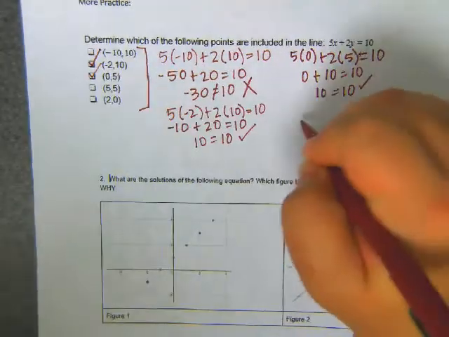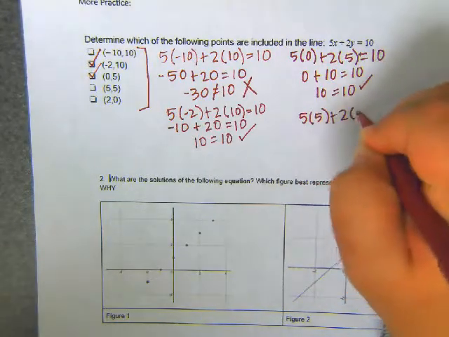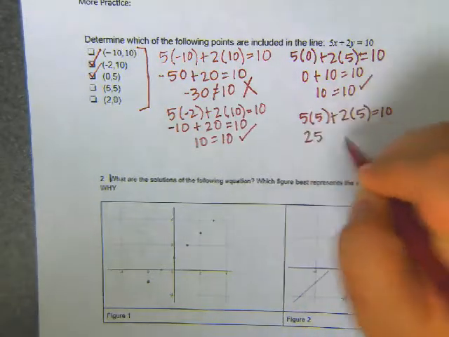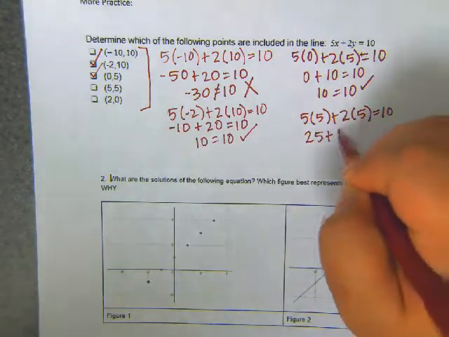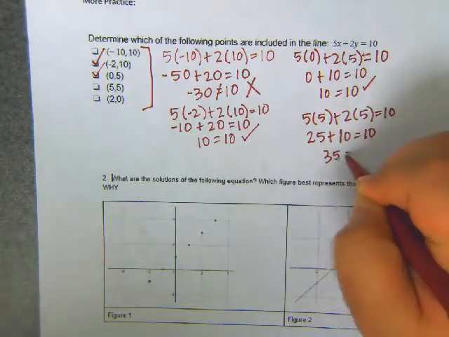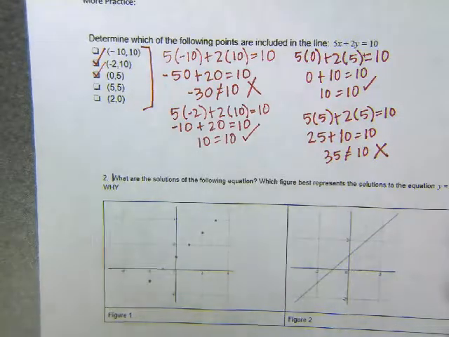We're going to plug in 5, 5, so 5 times 5 plus 2 times 5 equals 10. 5 times 5 is 25, plus 2 times 5, which is 10, equals 10, and this gives me 35 equals 10, which is not true. So then the fourth point is not a solution.